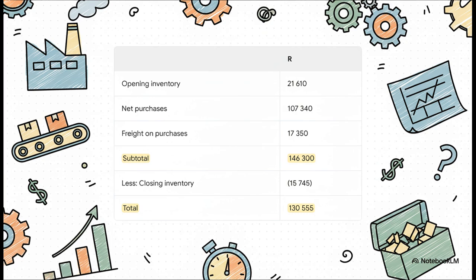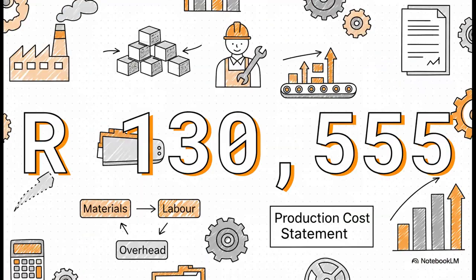As you can see, we start with the materials we already had, our opening inventory. Then we add everything we bought plus shipping, and then, and this is key, we subtract the value of whatever we didn't use, which is our closing inventory. And that simple math gives us our first key number, $130,555. That is the total cost of all the raw materials that actually went into this year's production. Let's go ahead and lock that in.